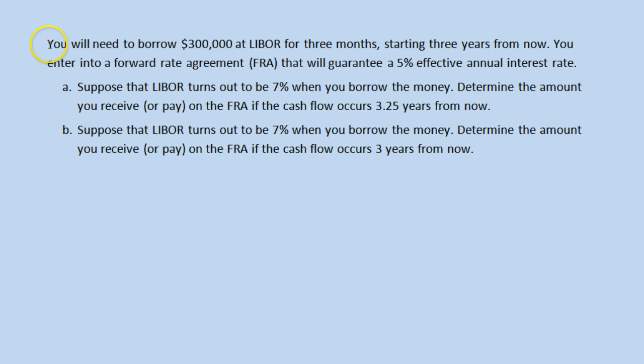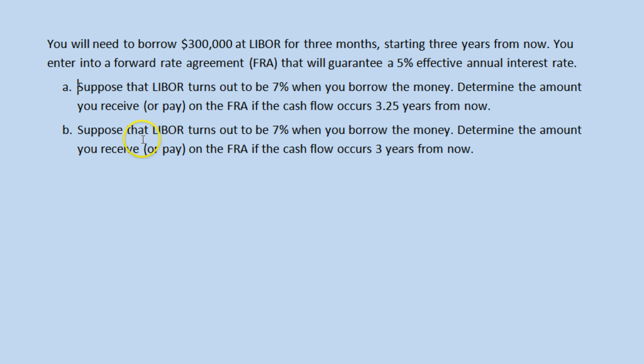In this example, you need to borrow $300,000 at the London Interbank Offered Rate, LIBOR, for 3 months, starting 3 years from now. You are going to enter into a forward rate agreement in order to lock in your interest rate at 5%. First question, suppose that LIBOR turns out to be 7% when you borrow the money.